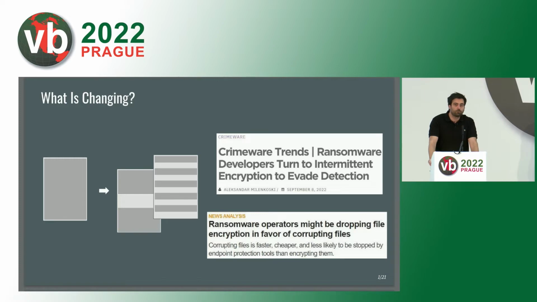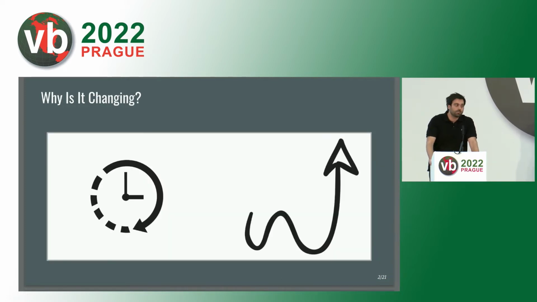In the eyes of our community, there is a big shift in the trend now on the ransomware scene. So instead of doing full file encryption, ransomware operators turn to doing intermittent or partial file encryption. And even so, instead of doing file encryption, there have been recent reports of ransomware operators, namely BlackCat affiliates, doing even file corruption. So there are mainly two reasons for this shift in techniques.